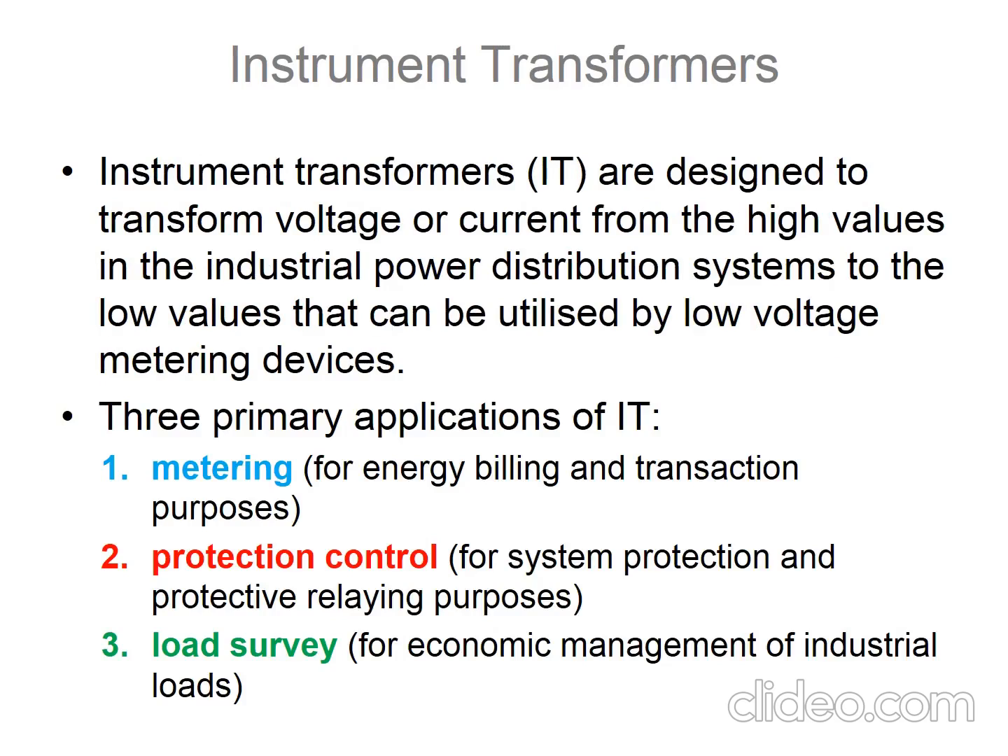Okay, instrument transformers are designed to transform voltage or current from the high value in the industrial power distribution system to a low value that can be utilized by low voltage metering devices. Instrument transformers are usually used for metering devices, so the output or secondary side of the instrument transformer is low voltage. There are 3 primary applications for the instrument transformer. The first one is for metering purposes, for energy billing and transactions. The second one is for protection control, and the third one is for load survey.